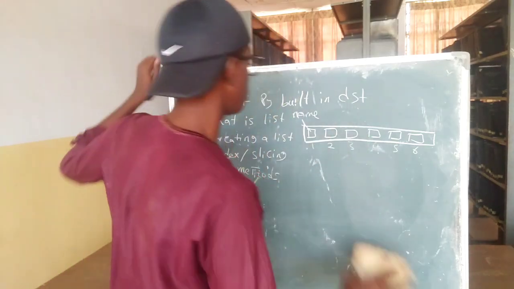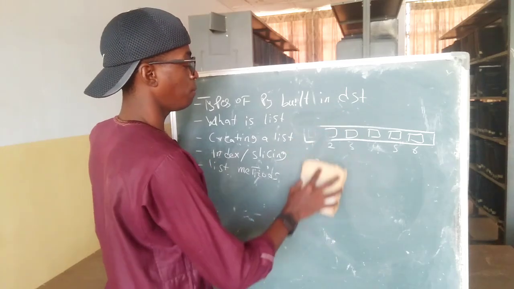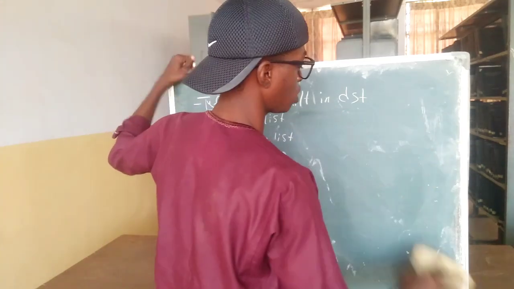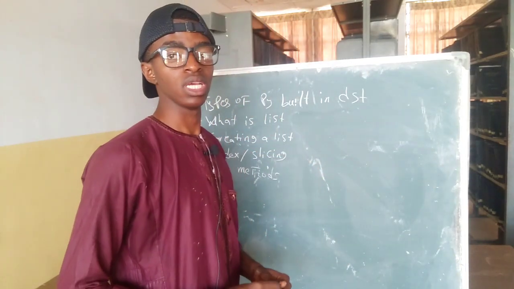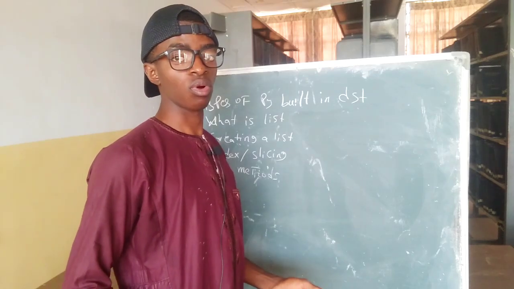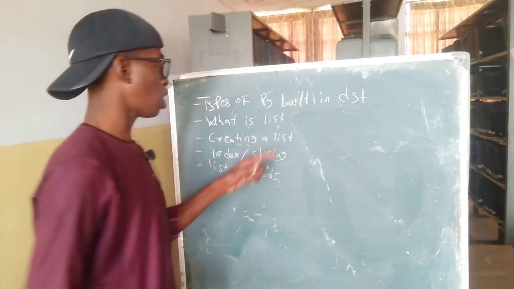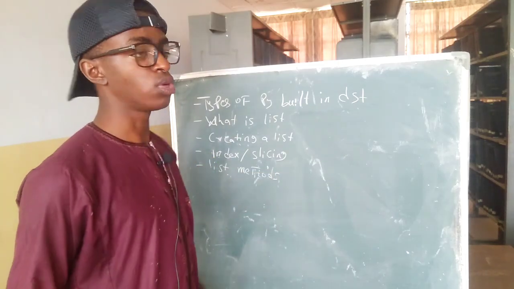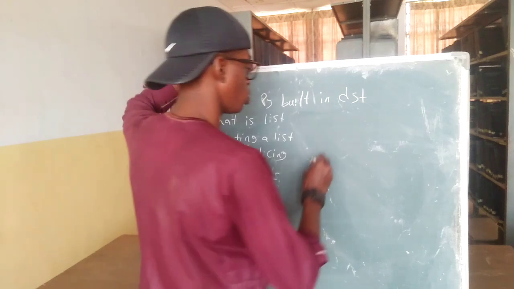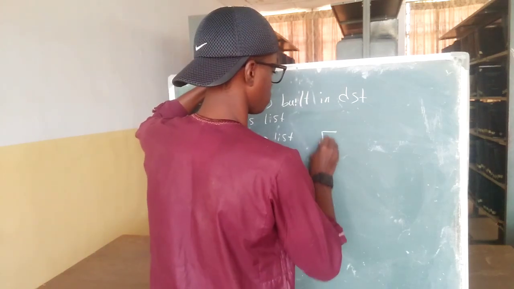A list is also usually called mutable. When we say something is mutable in Python, we mean it can be changed. If we call it immutable, it means it can't be changed. So now we've discussed what a list is. Let's see how we're going to create a list. To create a list in Python, you just use square brackets.